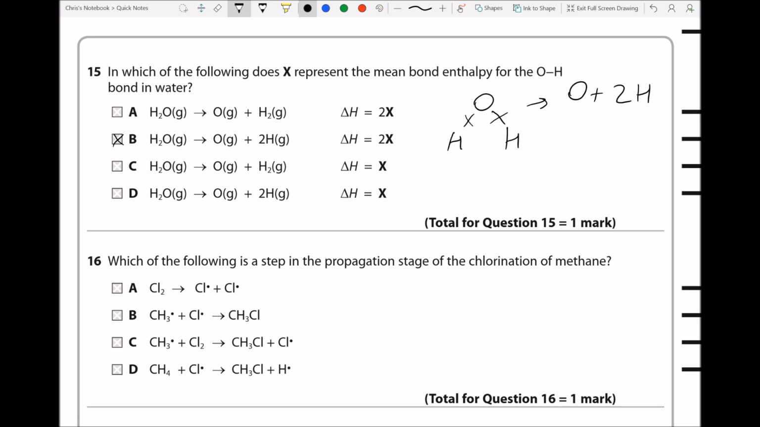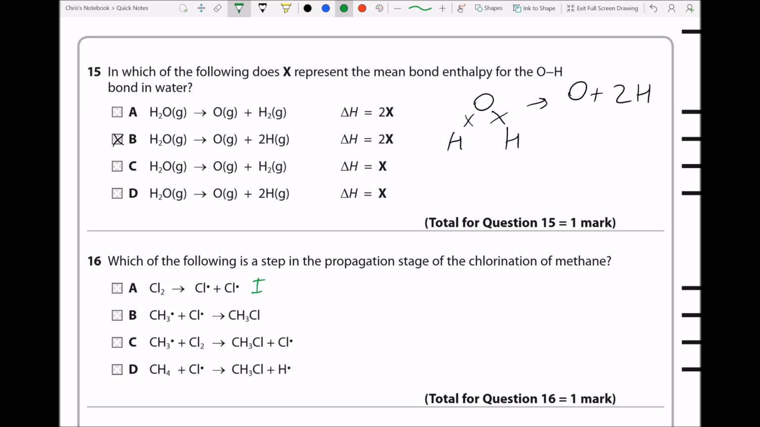Okay, question 16. Which of the following is a step in the propagation stage of the chlorination of methane? Right, so we're looking at these different steps. Now, we're looking for propagation. The first step is initiation, because we're turning a non-radical into two radicals. We use UV light to do that. So that's definitely not A.